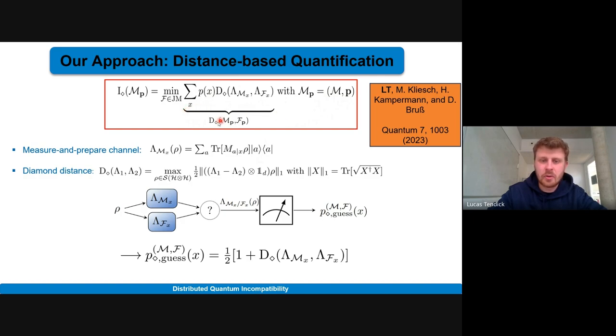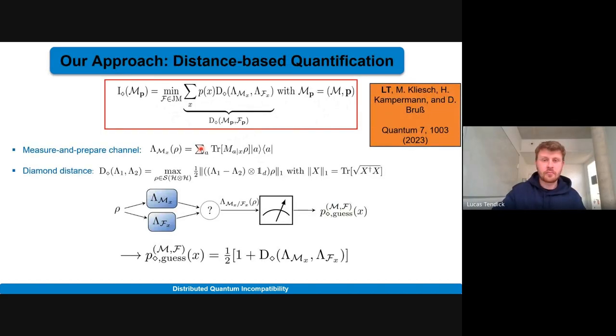So this sum then will give us a distance between an assemblage M with this probability P and an assemblage F with this probability P. And then we can just minimize over a set F, which is jointly measurable. And this gives us a distance-based quantifier.